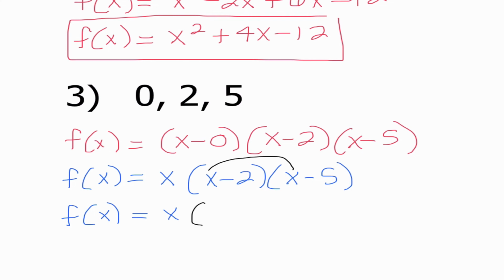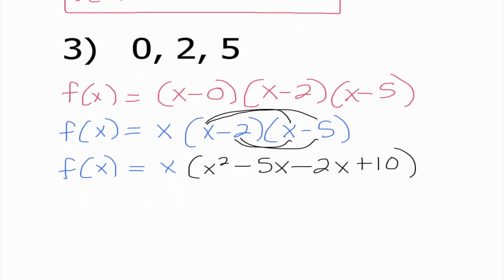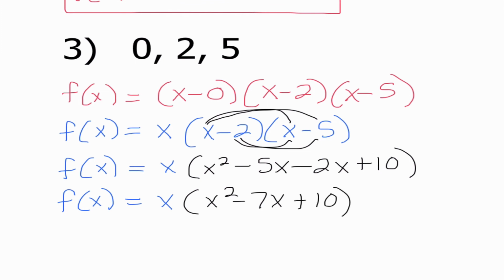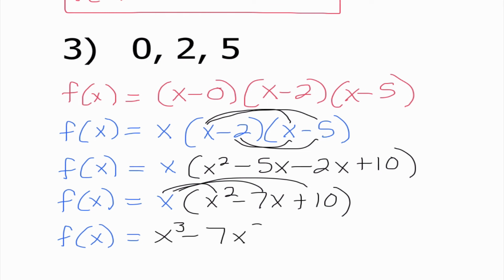So x times x, I get x squared. X times negative 5 is negative 5x. Negative 2 times x is negative 2x. Negative 2 times negative 5 is 10. So I would get f of x equals x times x squared minus 7x plus 10. So my final step here, I need to go ahead and distribute this x to all 3 of those terms. So I get x cubed minus 7x squared plus 10x.